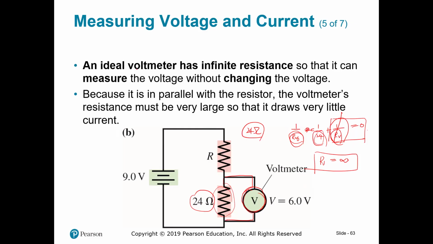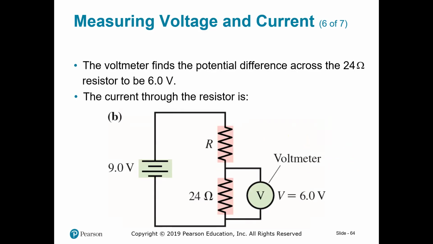So an ideal voltmeter has an infinite resistance, but practically that's not possible. So we need a very high value of resistance for our voltmeter. Again, two things: the ammeter, you connect it in series with a very small resistance. The voltmeter, you connect in parallel with a high resistance.